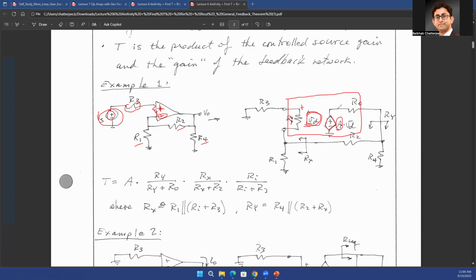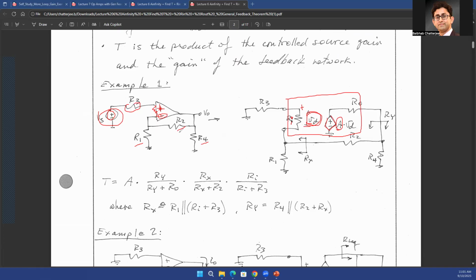Okay. Now, a very interesting question and a great observation, that on the right-hand side, we are getting rid of the source Vs. Because on the right-hand side, what we'd like to find out is the loop gain. And what is the loop gain? It's the multiplication of all the gains that are there in the system.